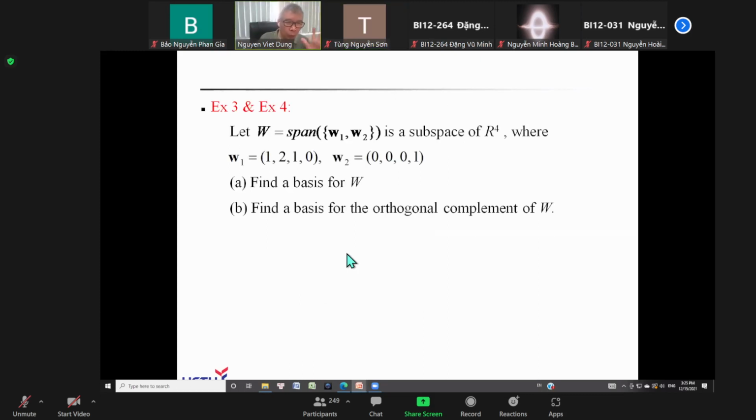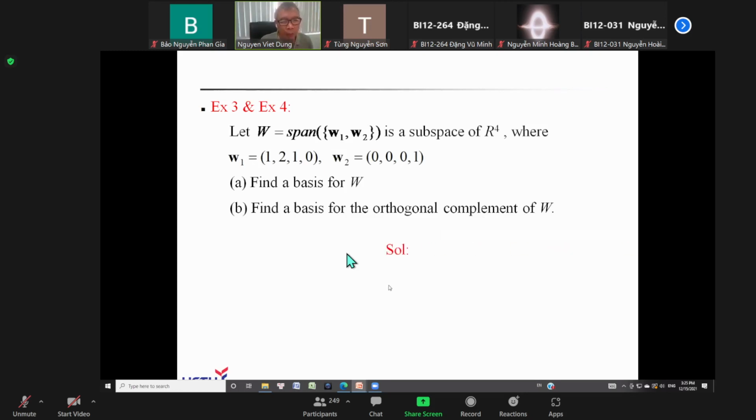Now I change to something else. That is some more exercises, some more examples. Suppose that we are given two vectors W1 and W2 with the coordinates like that. And suppose that W is the subspace spanned by those two vectors, a subspace of R4. The first one, you are required to find a basis for W. And the second one, you need to find a basis for the orthogonal complement of W. How can you do it?